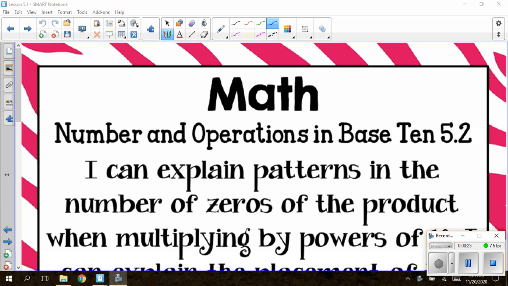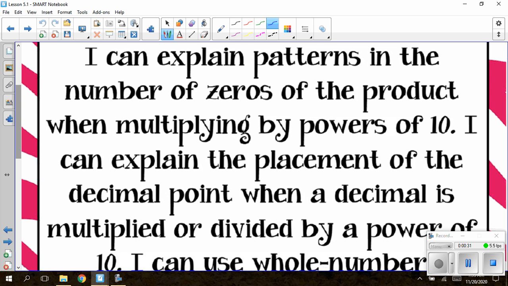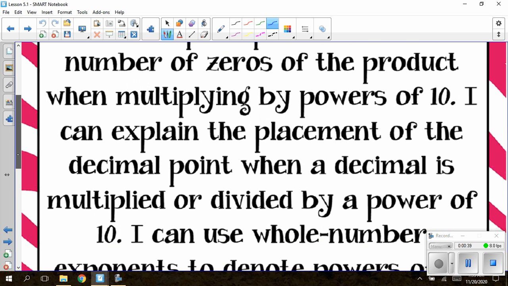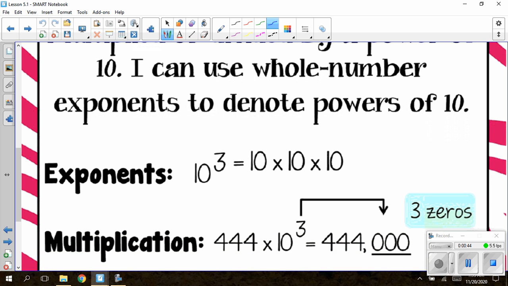The standard we are looking at today is in Number and Operations in Base 10, 5.2. This standard says, I can explain patterns in the number of zeros of the product when multiplying by powers of 10. I can explain the placement of the decimal point when a decimal is multiplied or divided by a power of 10. I can use whole number exponents to denote powers of 10.